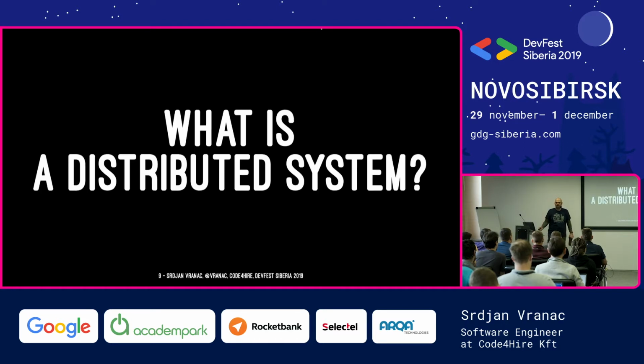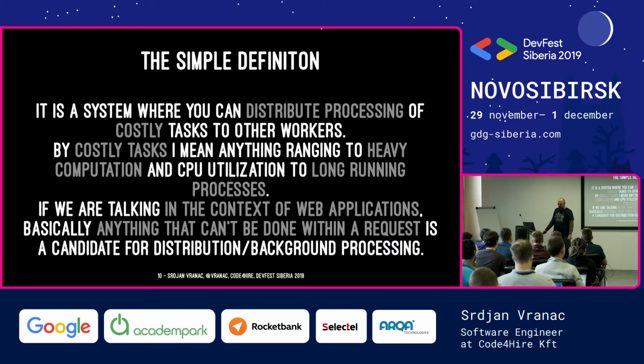So for starters, we need to define what a distributed system is. The simple definition is that it is a system where you can distribute processing tasks to other workers, right? Those are usually costly tasks. By costly tasks, I mean anything ranging from heavy computation and CPU utilization to long-running processes. If you're talking in the context of web applications, anything that cannot be done within the span of a web request is a good candidate for distribution and background processing.